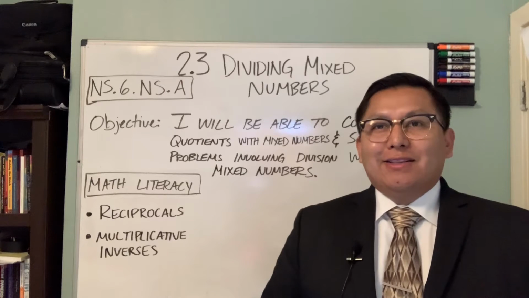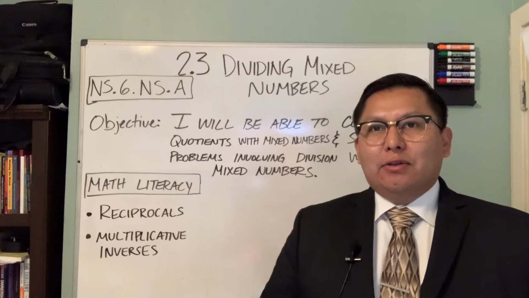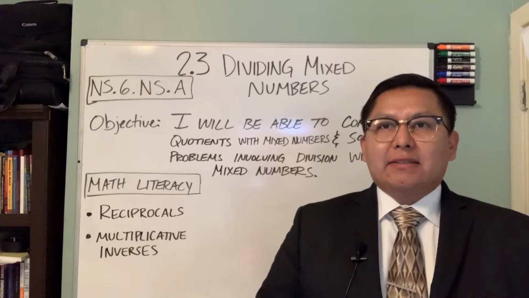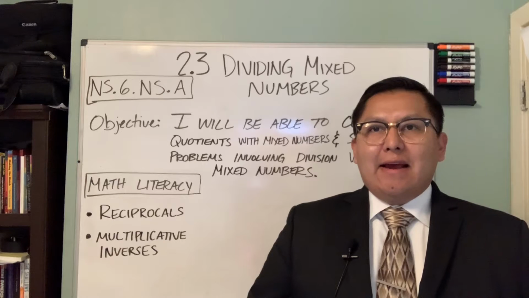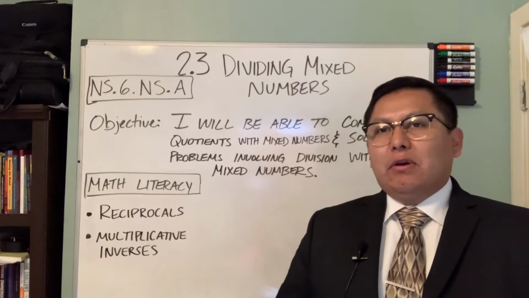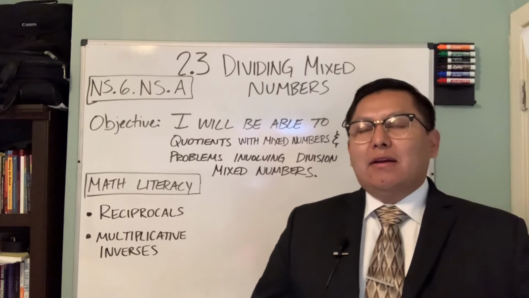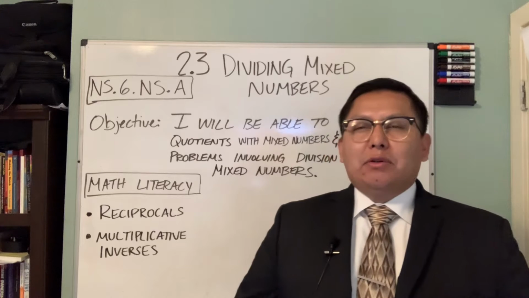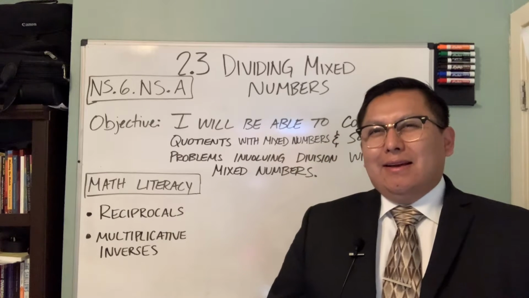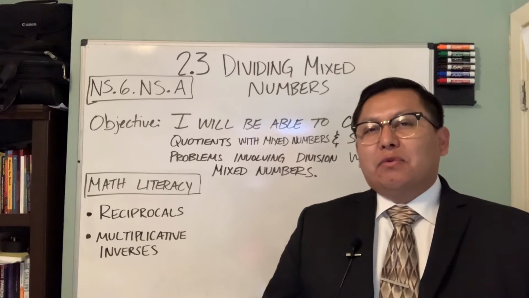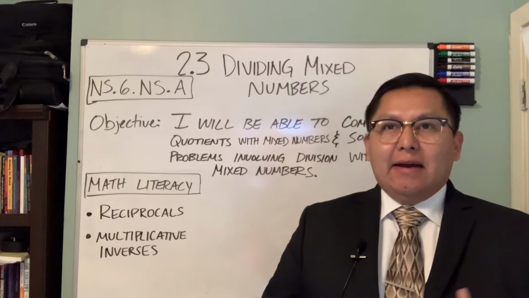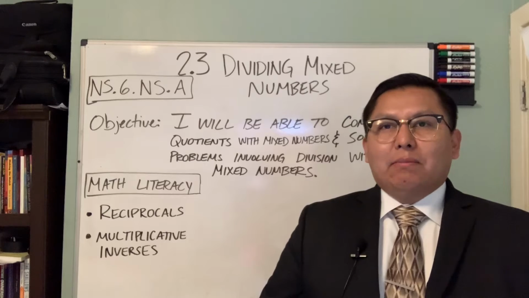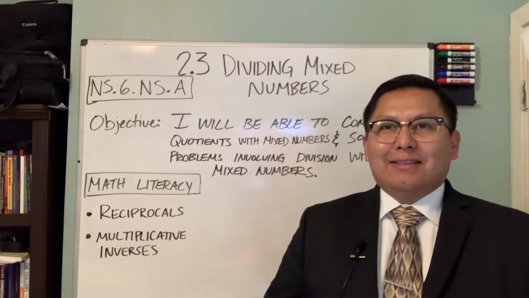Mr. Young here. So today we're going to be working on 2.3, dividing mixed numbers. Our standard today is going to be 6th grade number sense A. And also, your objective is that by the end of this lesson, you will be able to compute quotients with mixed numbers and solve problems that involve division with mixed numbers. Your mathematical literacy, again, is reciprocals and multiplicative inverses. Let's go ahead and get started.